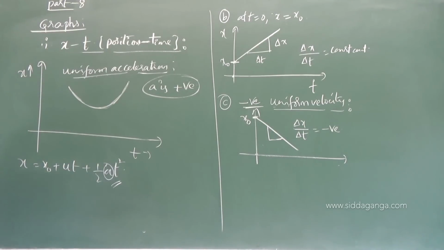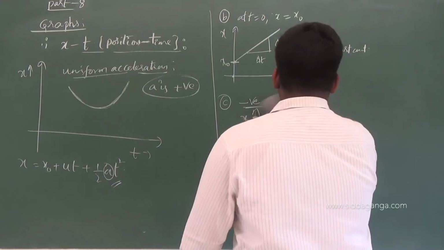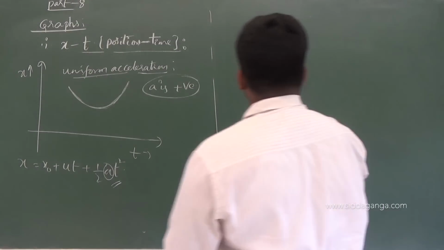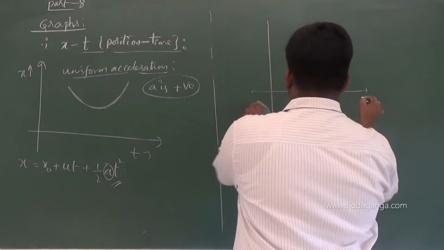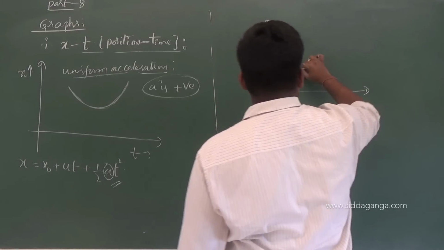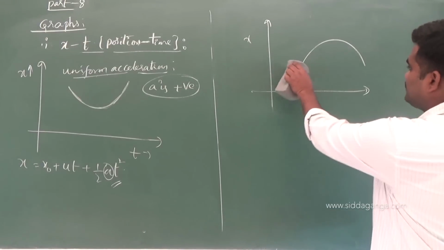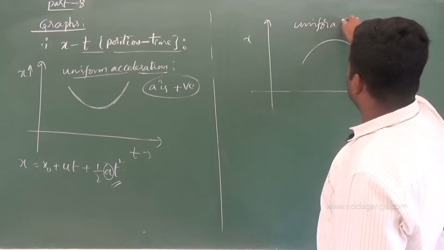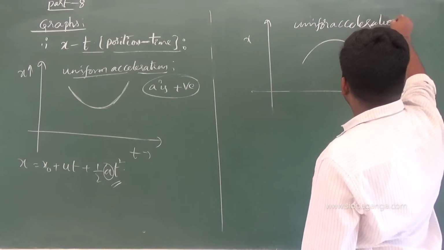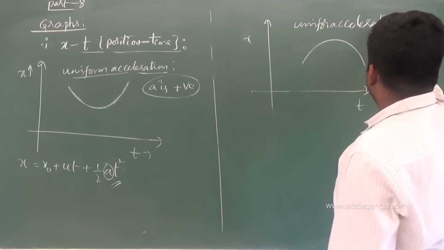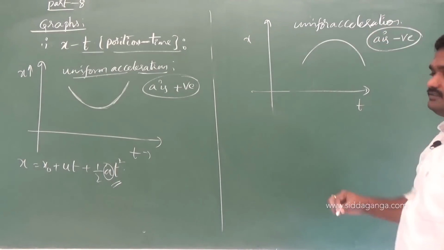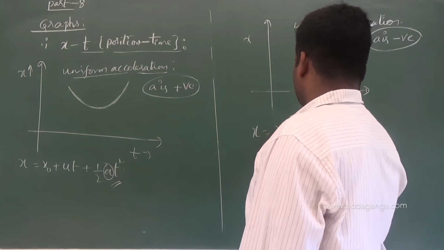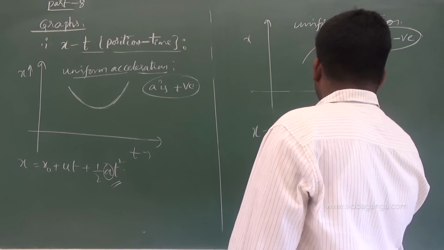If it is uniform acceleration with negative value, how is the graph supposed to be? Negative acceleration, displacement-time graph of this kind. Okay, so this is the displacement-time graph for a body moving with uniform acceleration, and the value of a is negative here. Acceleration is negative. The position-time graph representation is like this, x equals x naught plus ut minus half at square.